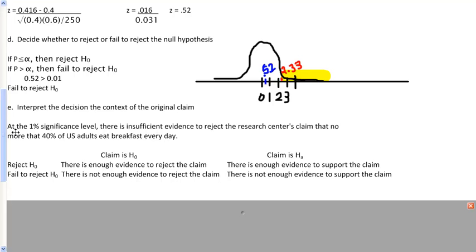So I state that at the 1% significance level, there is insufficient evidence to reject the research center's claim that no more than 40% of U.S. adults eat breakfast every day. Now, it doesn't mean that I'm going to accept the null hypothesis, because that's not what it means. It just means I failed to reject it.